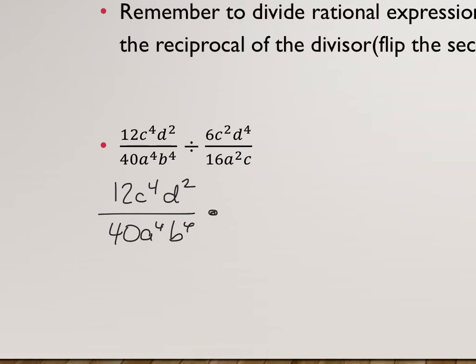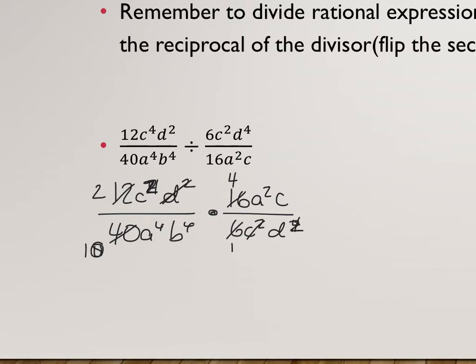Now I'm going to flip the second one, and now we basically have a multiplication problem. So I'm going to start cross-canceling. 6 goes into 12 twice. 4 goes into both of these 10 times. I've got c to the 4th, c squared. I can cancel these. That's going to become c squared. This d squared would cancel. That's going to become d squared.